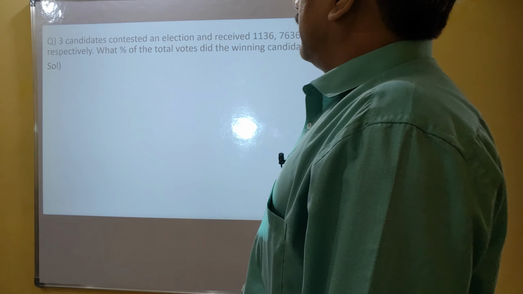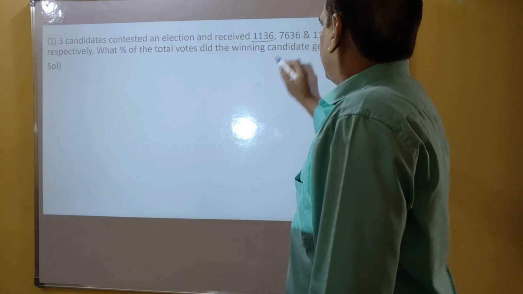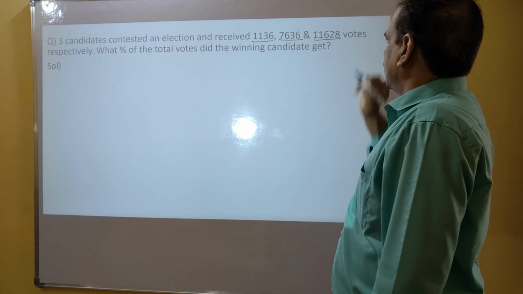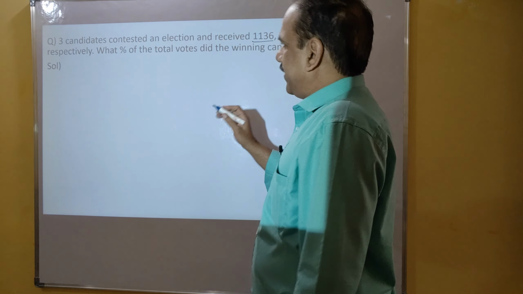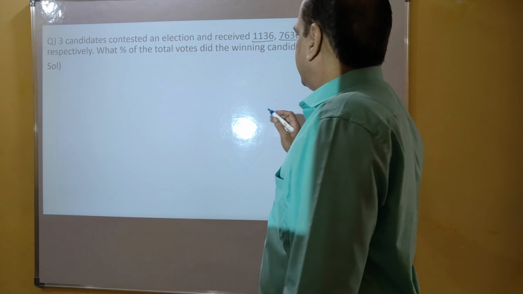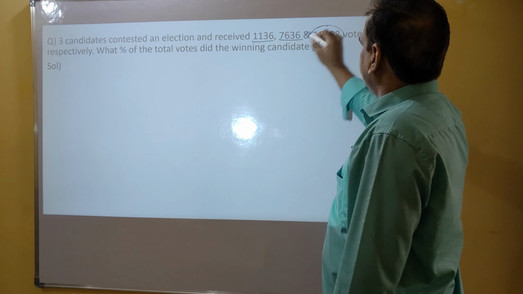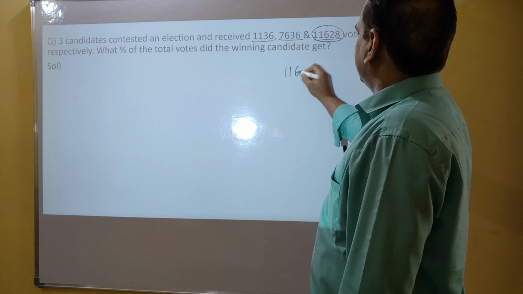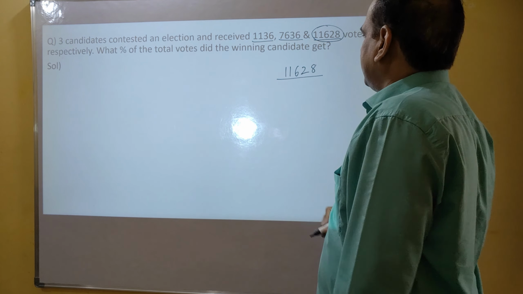3 candidates contested in an election and received 1136 votes, 7636 votes, 11628 votes respectively. What percentage of votes did the winning candidate get? Who is the winning candidate? Winning candidate is who gets more votes. He gets 11,628 votes.